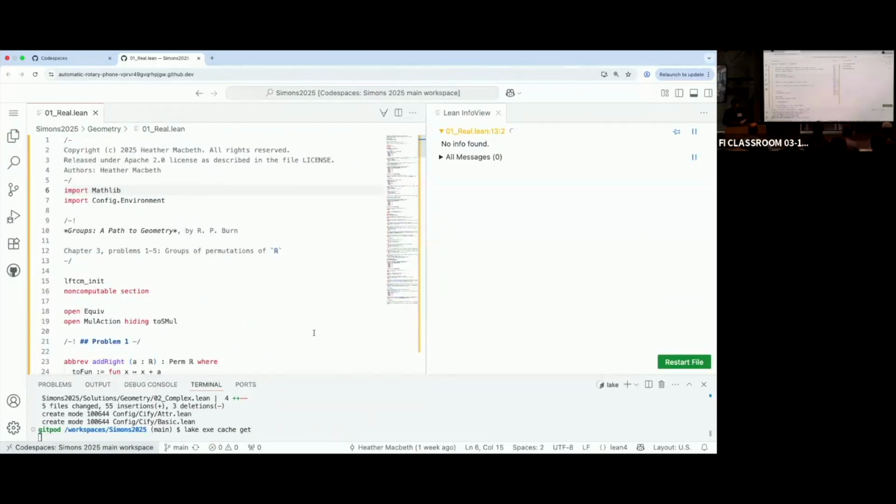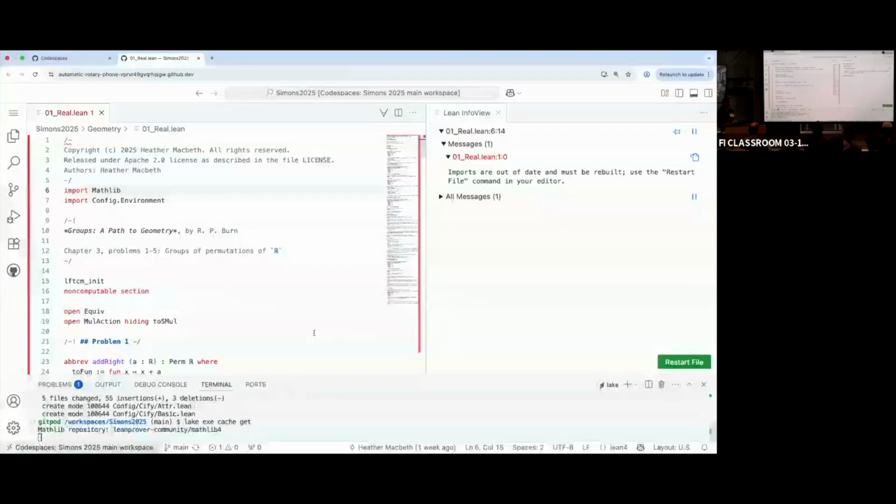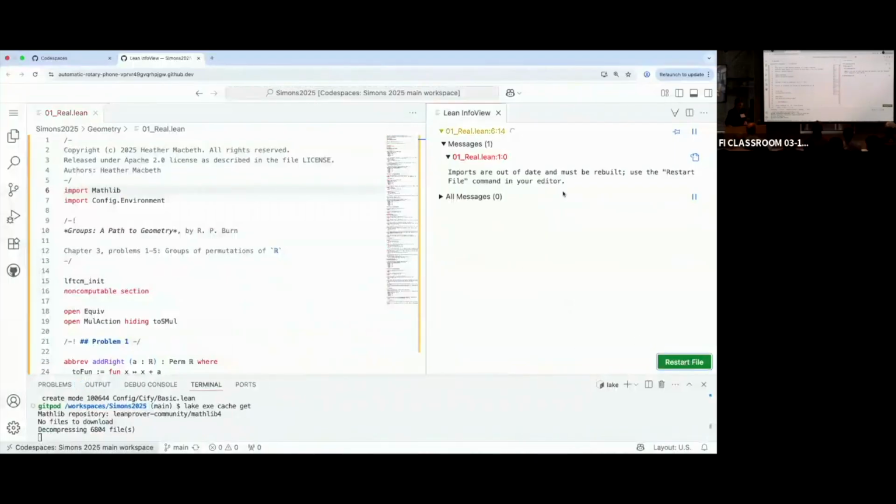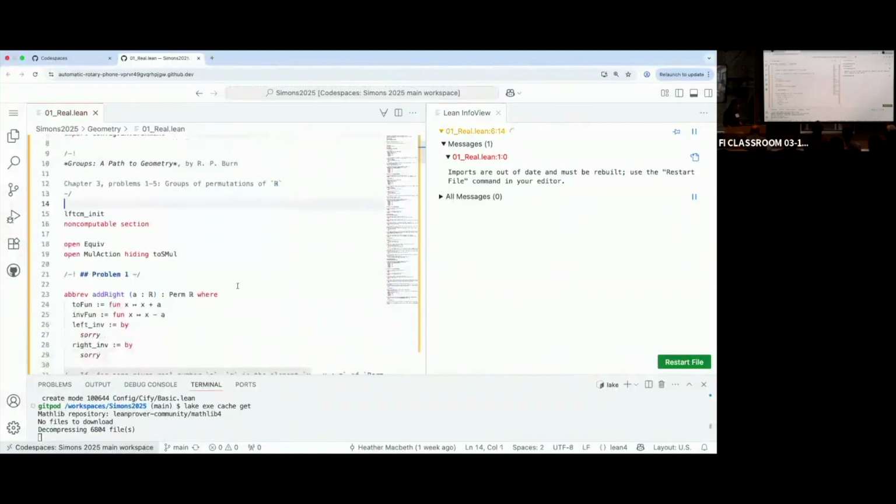So problem one started by saying, let's consider the function x maps to x plus a for some real number a. And we're studying this as a geometric operation on the real line. Great, okay. So when the red bars come, that's actually progress. You can press this restart file button. Okay. So we're studying the function x maps to x plus a.